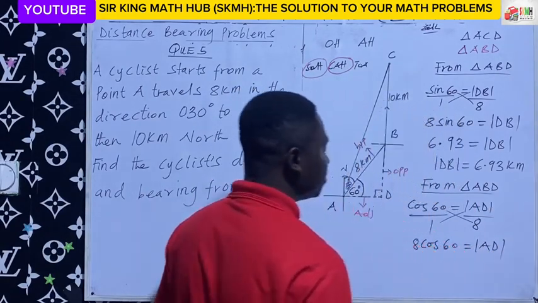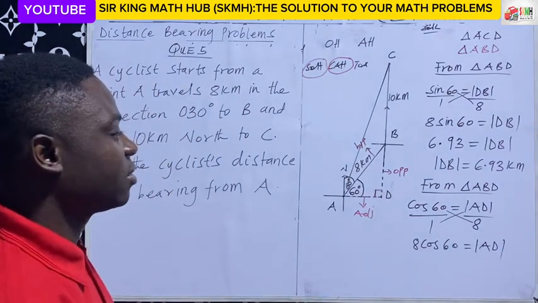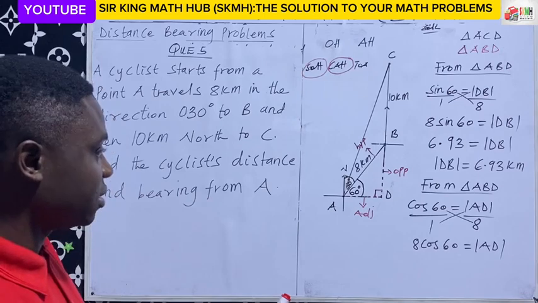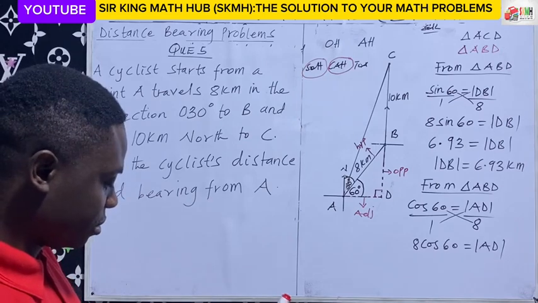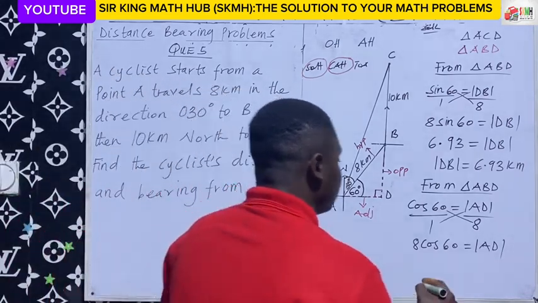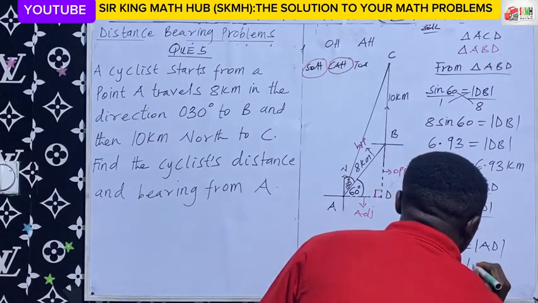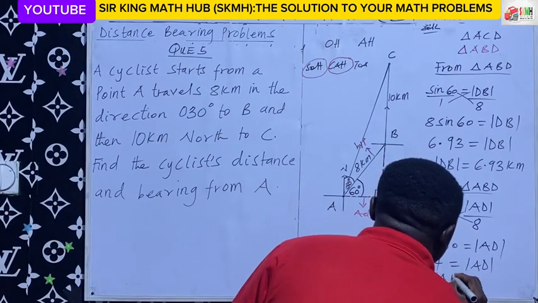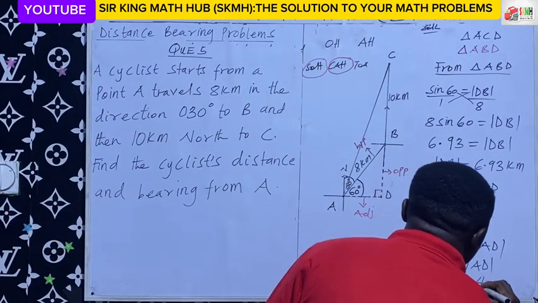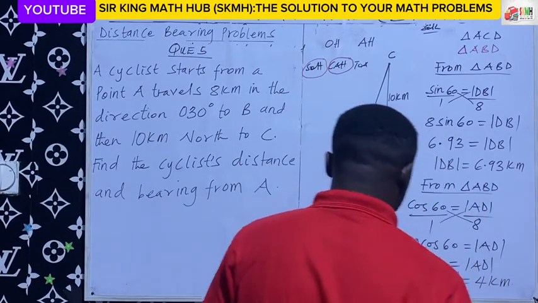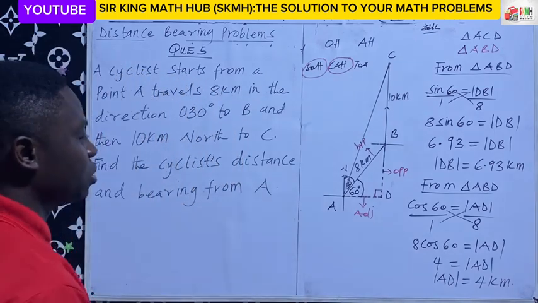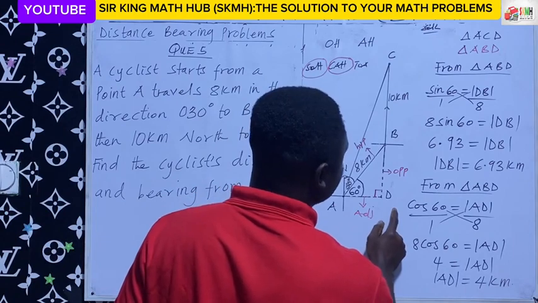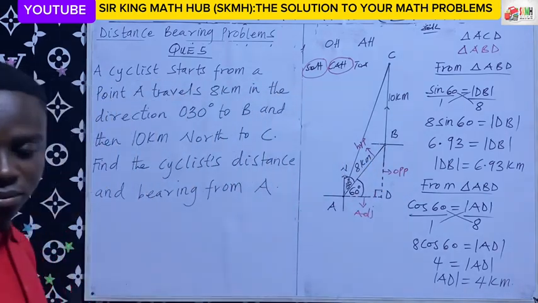Line AD. So from our calculator, what is 8 cos 60? That is 4. So line AD measures 4 kilometers. So we now know the length of AD as well as the length of DB.